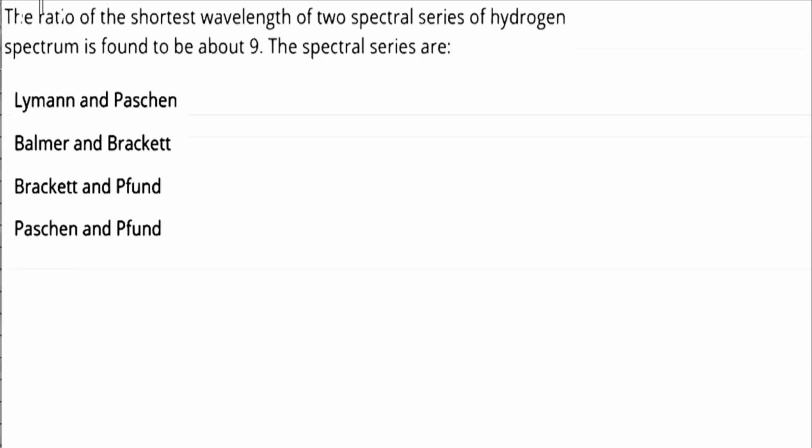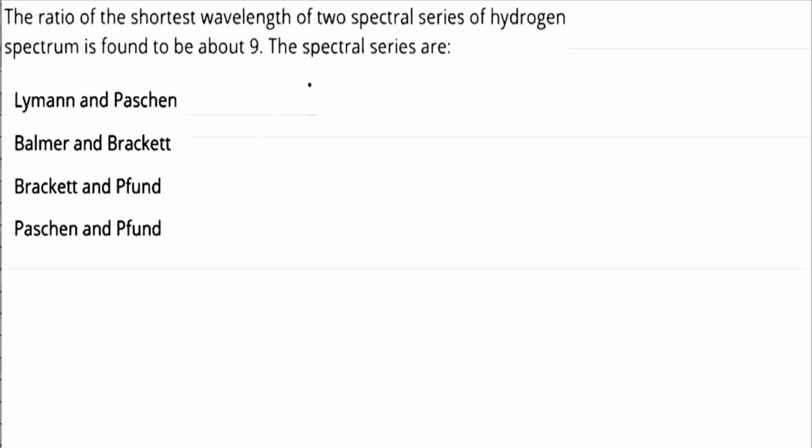Hello students, let's start the question. The ratio of the shortest wavelength of two spectral series of hydrogen spectrum is found to be about 9. The spectral series are... So this refers to the very popularly known hydrogen spectrum experiment, and there were these 5 series which were formed. With respect to these series, this question has been asked.